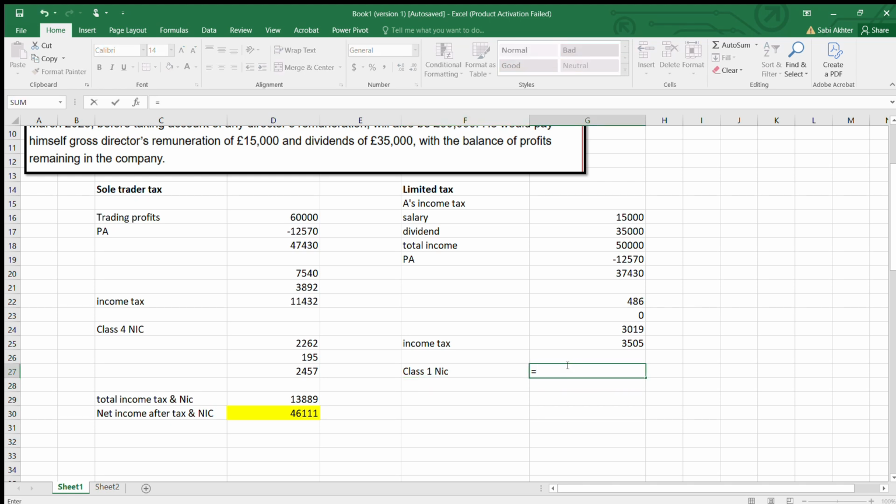So here it's just minus the lower limit 12,570. Since this is class 1, it is at 8%, not 6%. It is class 4 that is at 6%. Is the difference. In tax, we don't work in decimal, it's a whole number.